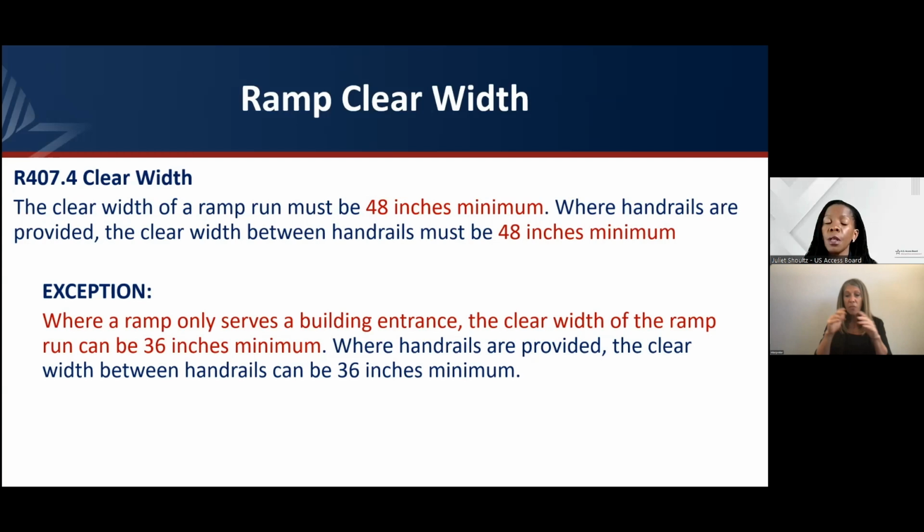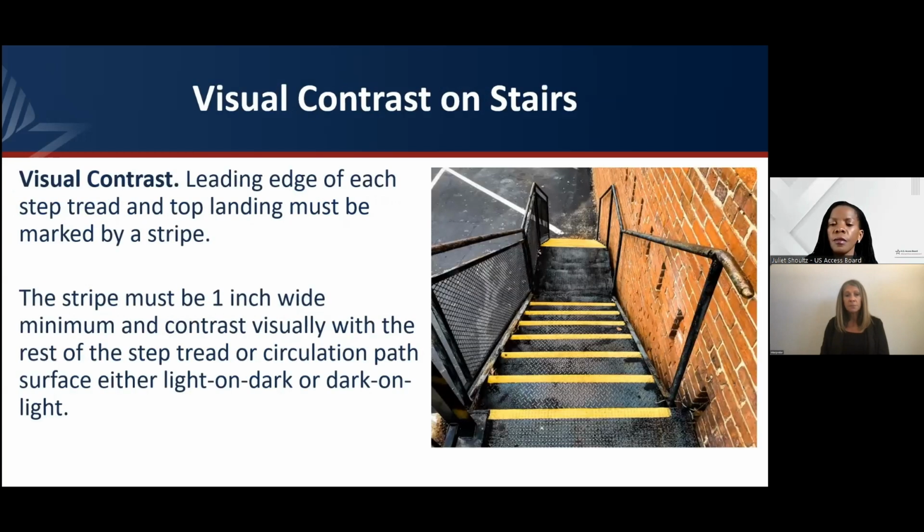So the clear width of your ramp is going to be based on what it serves. If it's only serving a building entrance, you can follow the building guidelines, which is 36 inches. Otherwise, it needs to be 48 inches minimum. And where you provide handrails, you're measuring that width from handrail to handrail.